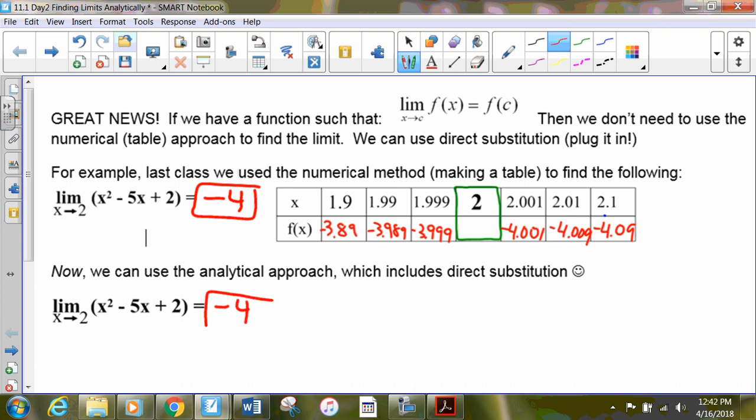Voila, the same answer. So unless your homework or your assignment or your quiz or your test asks you to find the limit numerically, you can skip the table and plug in x and find the limit analytically.